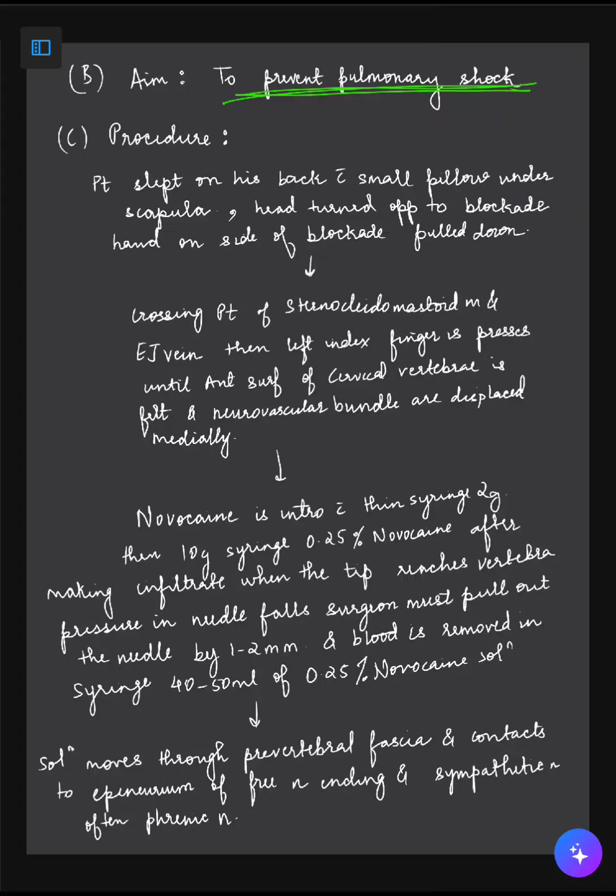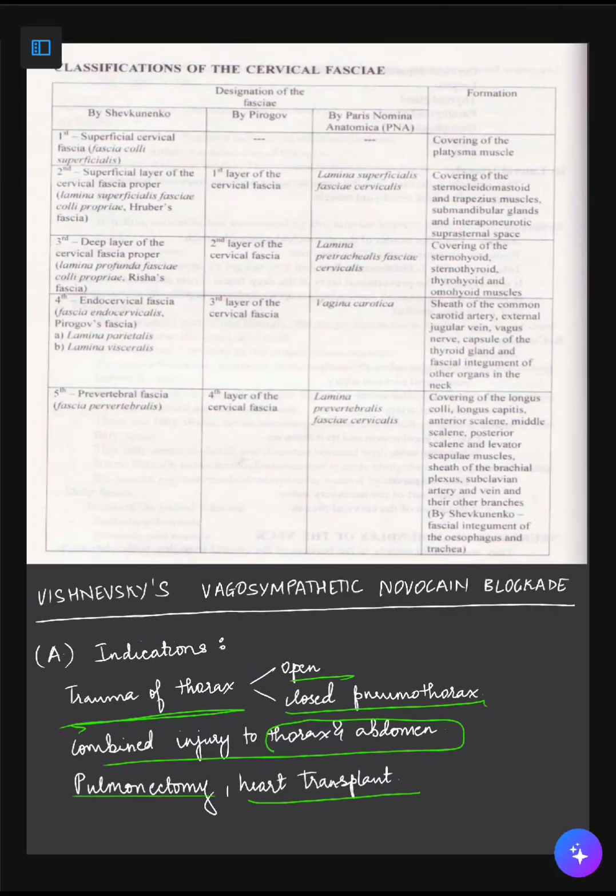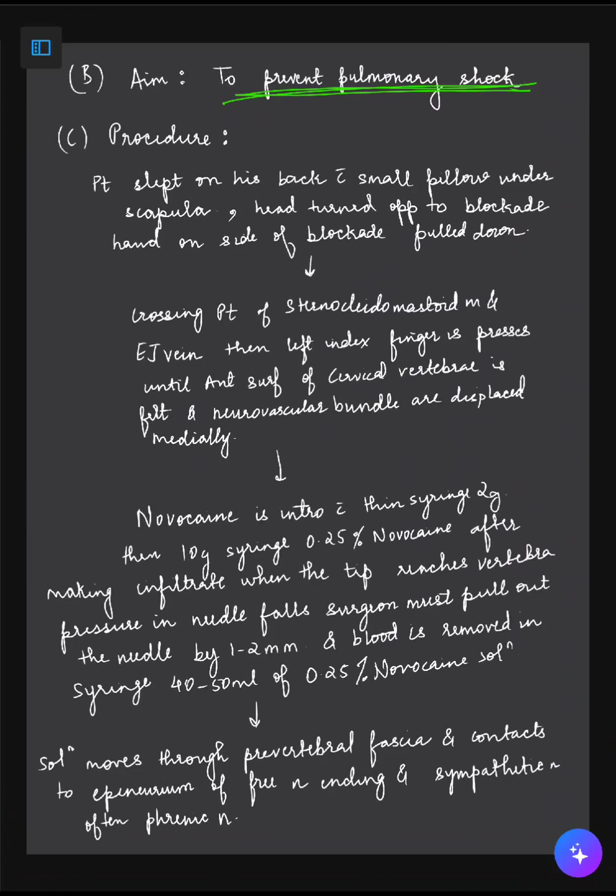Why is Vishnevsky vagosympathetic novocaine blockade done? To prevent pulmonary shock. Now how does this pulmonary shock occur? Because of trauma of thorax, injury of thorax and abdomen, or heart transplant or pulmectomy. Now we move on to the procedure.